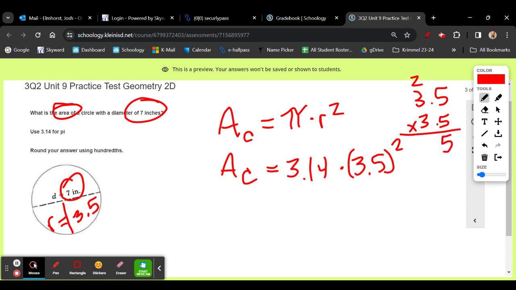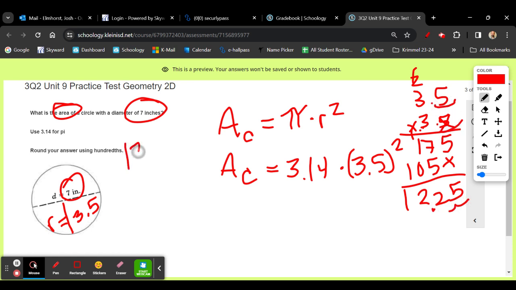We got 3.5 times 3.5. 3 times 5 is 15, plus 2 is 17. 3 times 5 is 15, carry the 1. 3 times 3 is 9, plus 1 is 10. Got 2 decimals. Now we got 12.25 times pi.